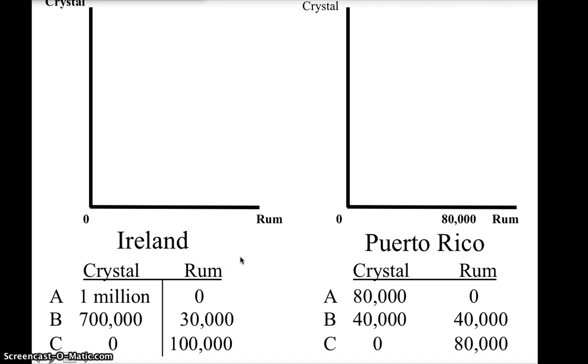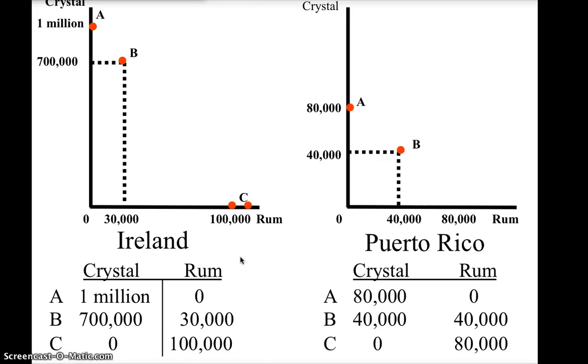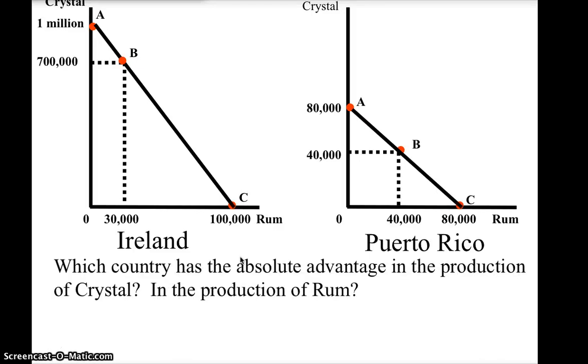And we have Ireland producing Cristal and rum, and Puerto Rico producing Cristal and rum. And you can see here the production possibilities curve for the two countries, right? Ireland can produce either 1 million bottles of Cristal or 100,000 bottles of rum, and Puerto Rico can produce 80,000 bottles of Cristal or 80,000 bottles of rum, right? And then you have that point B that is somewhere in between.